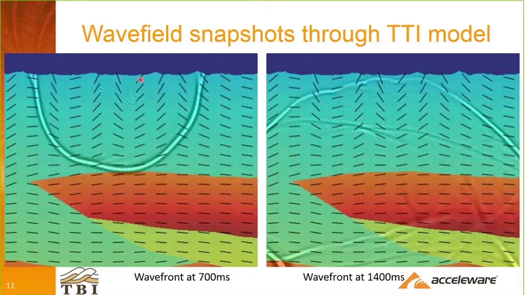Now, if we take that a bit further, once we come back up to surface here, we can see more wave field complexity caused by the image going through.